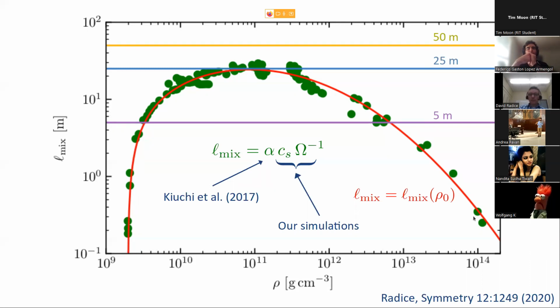The inner core of the neutron star is actually stable against MRI. And so the turbulent viscosity becomes smaller there. And the viscosity outside drops simply because the angular velocity and the sound speed are smaller there. So the mixing length becomes smaller there.